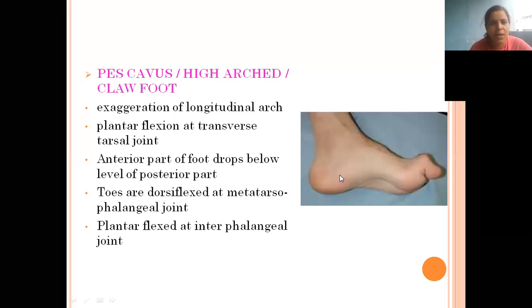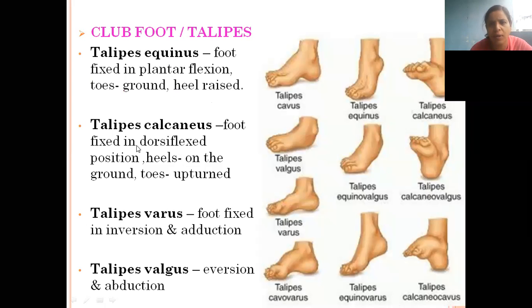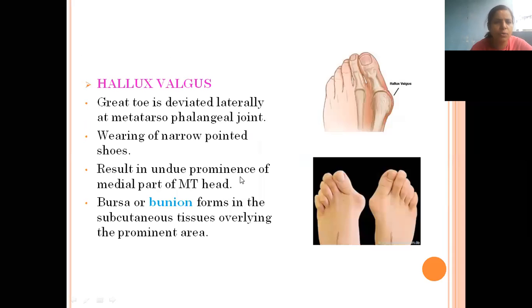See, highly arched, this one. Exaggeration of the longitudinal arches. You can see plantar flexion at the transverse tarsal joints. The anterior part of the foot drops below the level of the posterior part. You need not describe so much, at least one or two points are enough. Apart from that, you have different types of clubbing, not required. Only those two things you remember, enough.